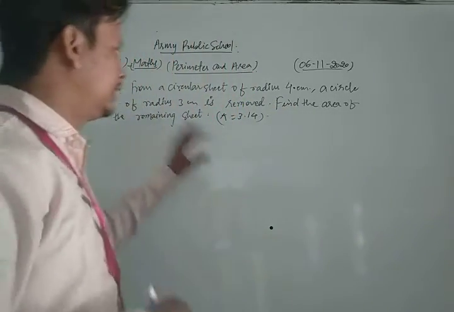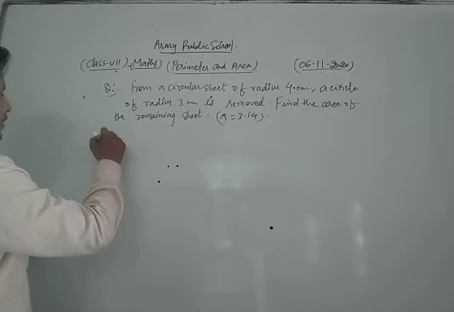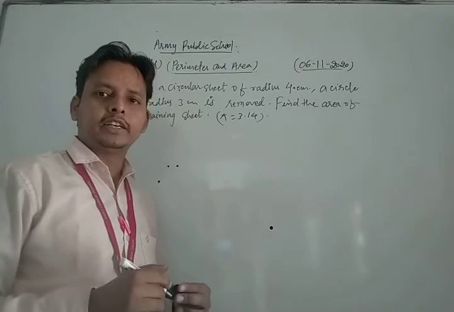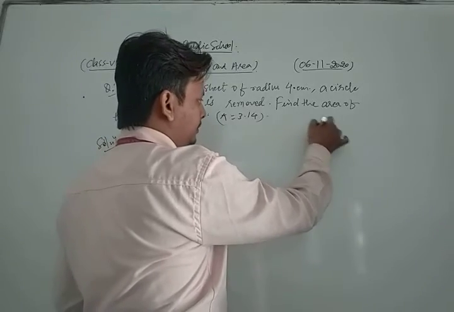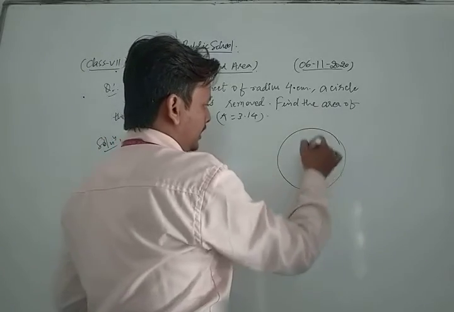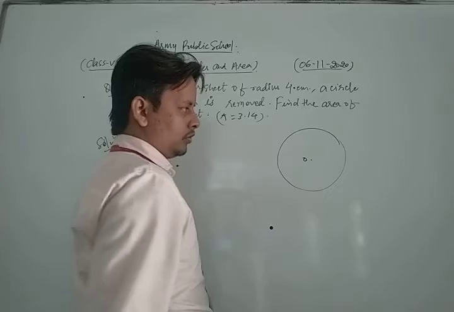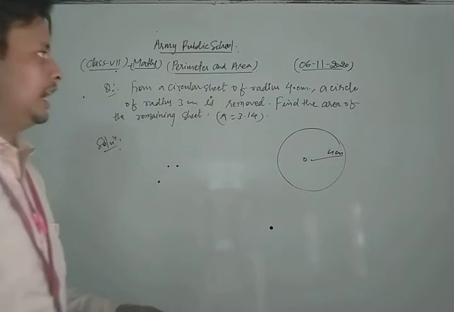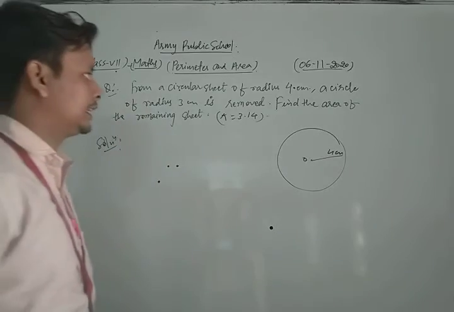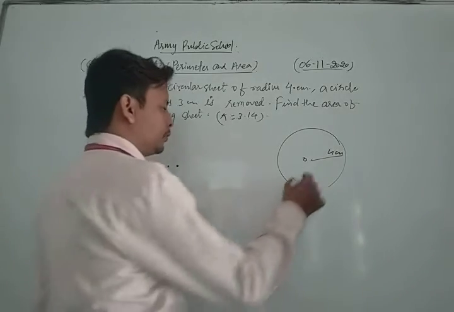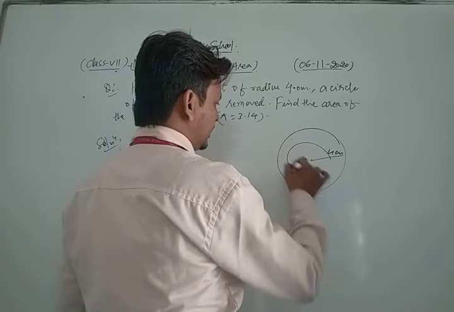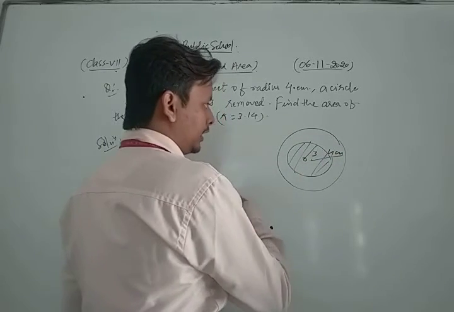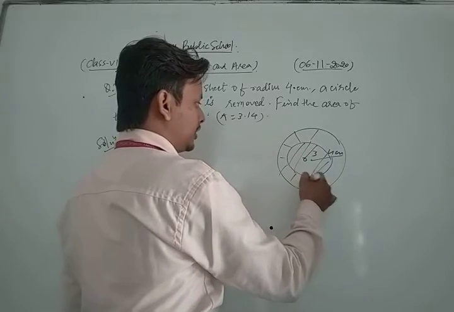Okay, let's see its solution. A circular sheet is given whose radius is 4 centimeter. Suppose this is the circular sheet of center O and its radius is 4 centimeter. And a circle of radius 3 centimeter is removed from it. Suppose this is the other circle of radius 3 centimeter, and that region is removed from it. Then we find the area of the remaining sheet.